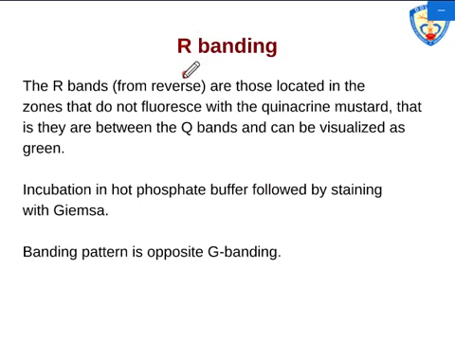R banding, R comes from reverse. The reverse bands are those located in the zones that do not fluoresce with quinacrine mustard. That is, they are between the Q bands and can be visualized as green. The pre-treatment involves incubation in hot phosphate buffer, followed by staining with Giemsa. The end result is a banding pattern that is opposite to what is seen in G banding.